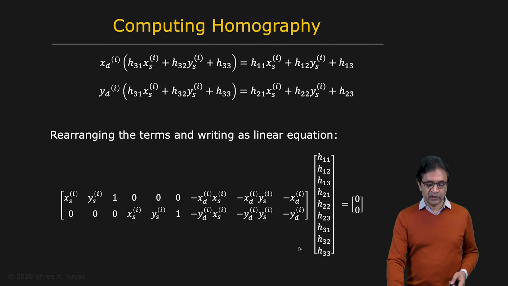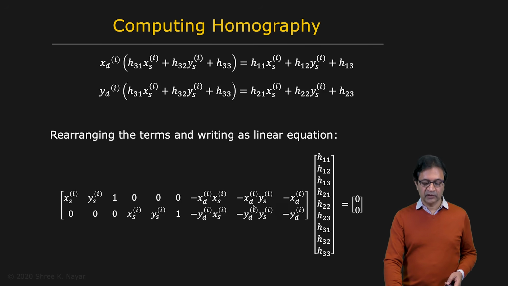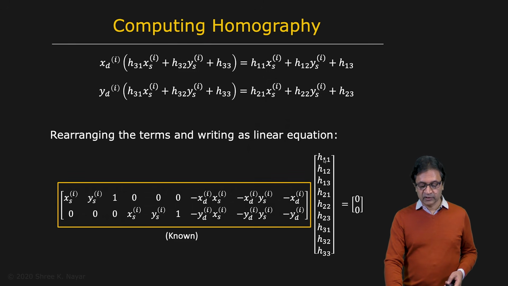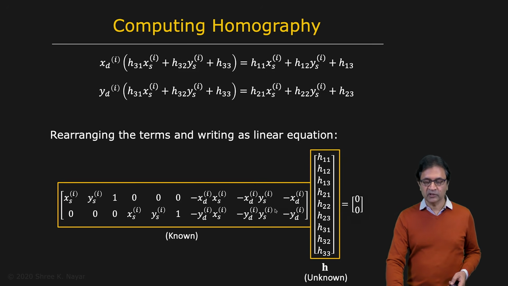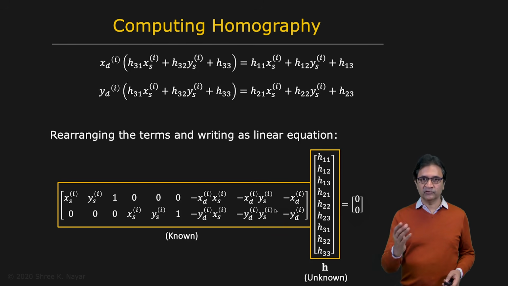Now we can take these 2 equations and write it in matrix notation right here. So here, this matrix that you see has 2 rows, and that's because you have 2 equations here. But it includes all the x's and y's, which are the knowns. And then you have this vector right here, which has all the unknowns, which are the elements of H. You have 9 unknowns here, equal to 0. So of course, we can't solve this with 1 pair of matching points. We know that we need a minimum of 4 pairs, but we probably have many more than that.